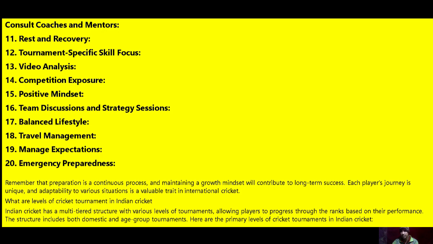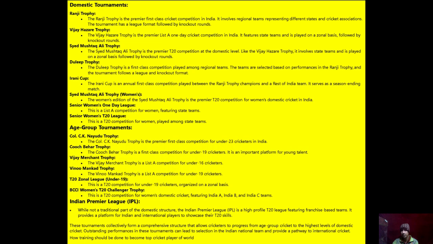So Ben Stokes is a dynamic all rounder known for his aggressive batting and ability to contribute with both bat and ball. Second all rounder, he's Ravindra Jadeja from India. He's an effective left arm spinner and a valuable lower order batsman known for his all round contributions.